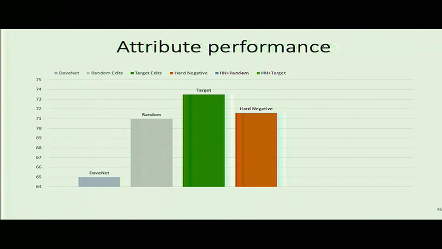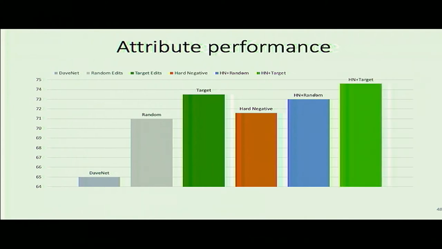But now we can combine both and say, well, I'm going to take the hardest from the hard negatives in the mini batch and the edited image. So if we combine with the random, we get a bit of improvement. And if we combine with our method, we get much improvement.